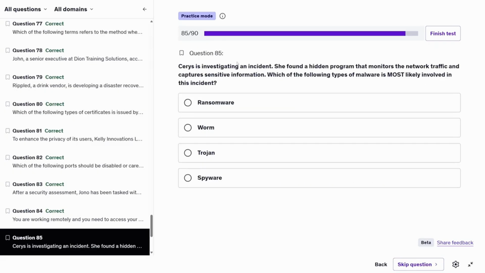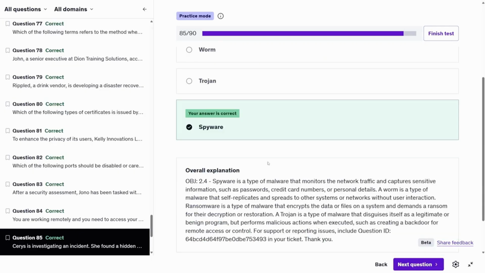Saris is investigating an incident. She found a hidden program that monitors the network traffic and captures sensitive information. Which of the following types of malware is most likely involved in this incident? The correct answer is spyware.